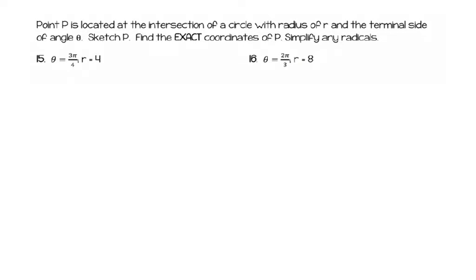Okay, last 2 questions, so this would be a good place to pause and make sure that you understand. Try these problems without help, and then come back in and make sure you got it.